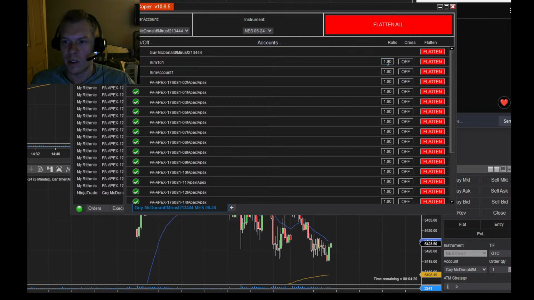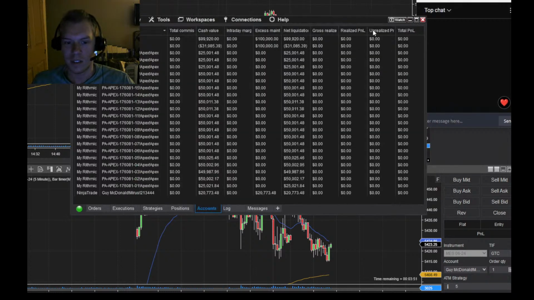This ratio of 1, so if I trade with one contract on the lead account, then the rest will also trade with one contract. If I wanted to set 1 to 2, then whatever amount I do on my lead account, it will double it on that follower. And it also works on a fractional. So if I'm trading 2 on my lead, but I want to trade 1 on the followers, then I would do 0.5 here. Cool. So that's set up.